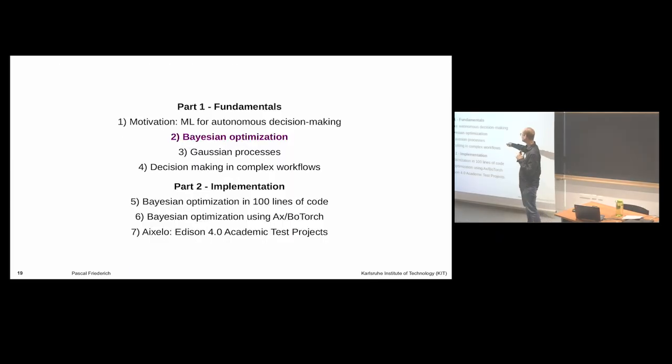Okay, so in the following 10, 20 minutes, I will introduce the Bayesian optimization algorithm. And Bayesian optimization always needs some machine learning model that learns from the data. So Bayesian optimization itself is an optimization algorithm. It's not a machine learning model. It's an algorithm that tells you what to do in which sequence.